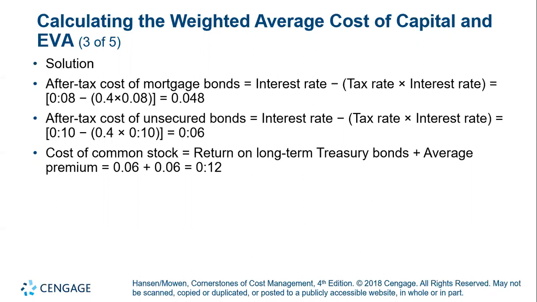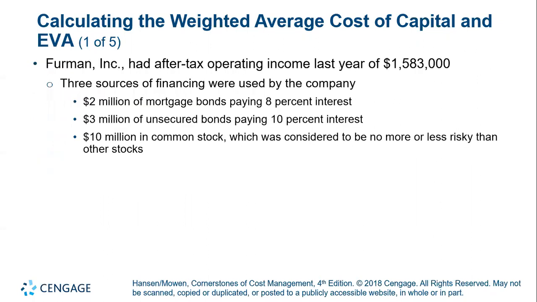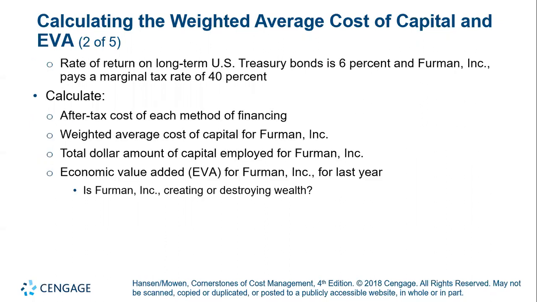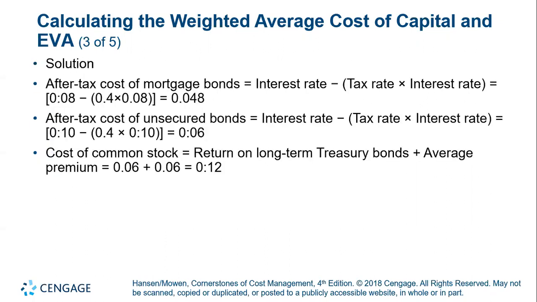The tax rate is 40% and the interest rate is 8%. So the formula is the interest rate minus the tax rate of 40% times the interest rate of 8%.